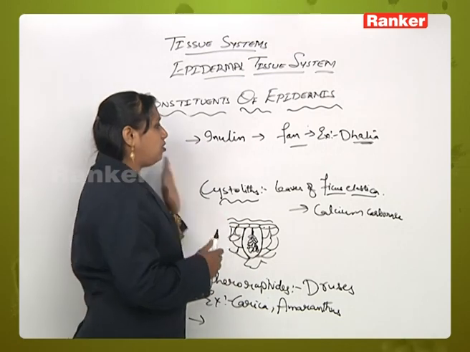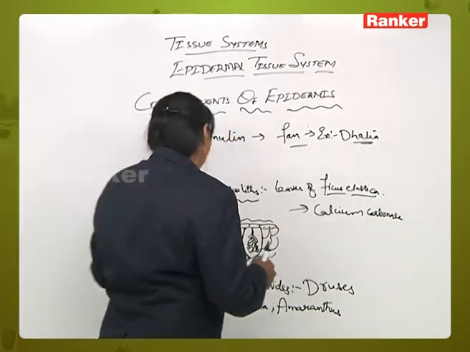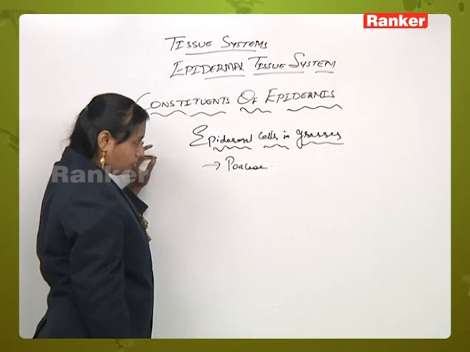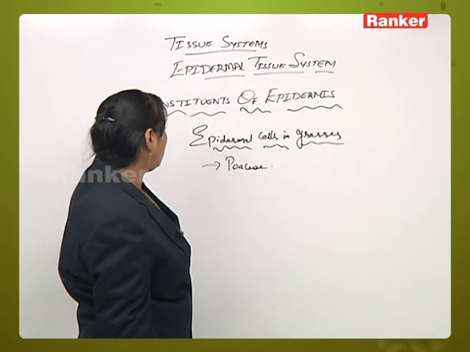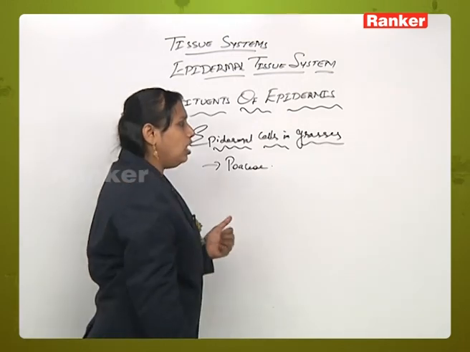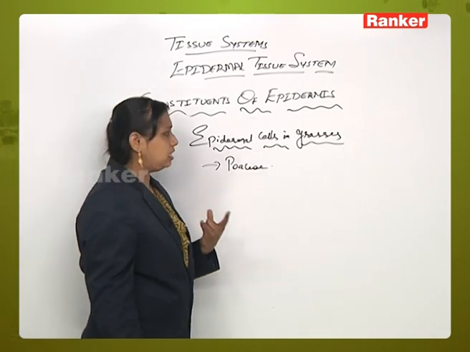Okay, so these are about special epidermal cells. Now one more is there, epidermal cells in grasses. We talked now about different types of epidermal cell complexes. Now we will talk about epidermal cells in grasses. So what are the different shapes, what type of epidermal cells are seen in the grasses?